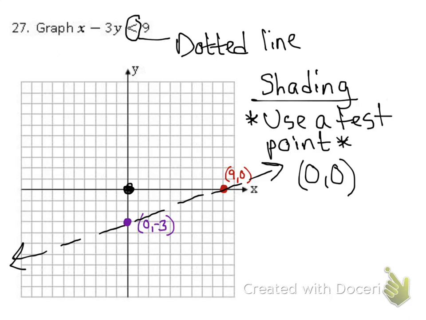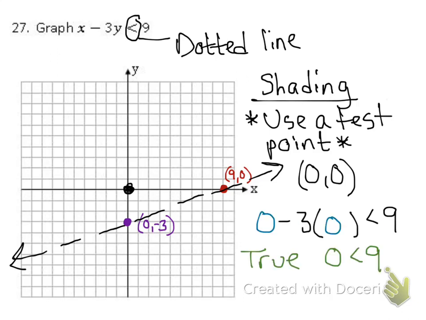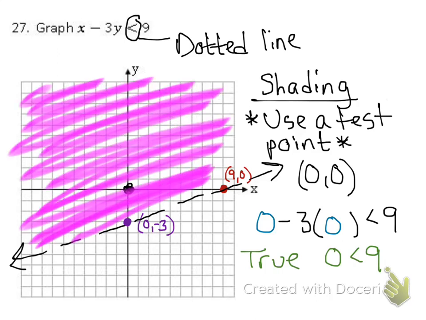I usually use the test point 0, 0. The only time you can't use that point is if the line goes through it, but this line does not go through the point 0, 0, so that's an okay point to choose. I'm going to plug in 0 for x and plug in 0 for y. Simplify that expression, and it gives me that 0 is less than 9, which is a true statement. So the side of my line that I have graphed that contains 0, 0 is going to be the side that I shade.